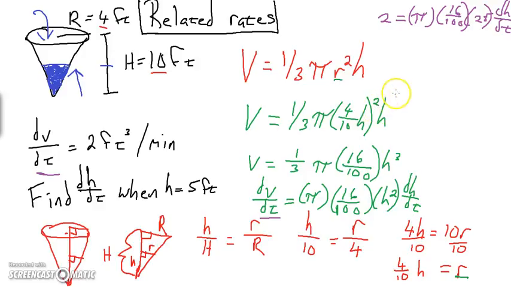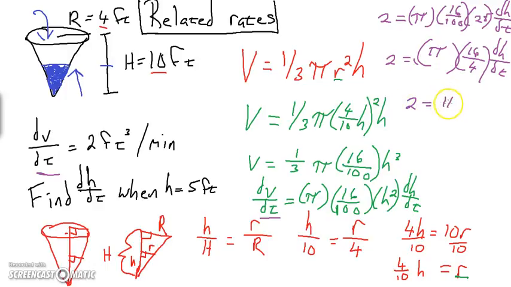Okay, the last step is solving for dh dt. Again, this is an algebraic step, and we'll be done with the problem. So 2 is equal to pi, and in this case the 16 goes on top, and the 25 and the 100 cancel. It leaves me a 4 on the bottom, dh dt. Right, so 25 over 100 is equal to 1 over 4. Okay, let's simplify a little bit more. 2 is equal to pi times 16 over 4 is 4, dh dt.